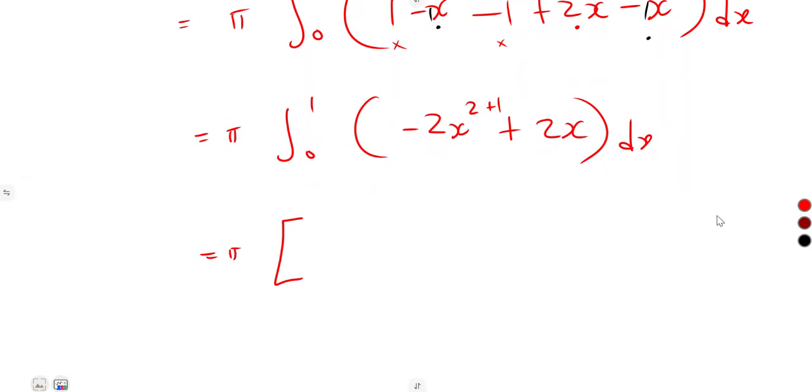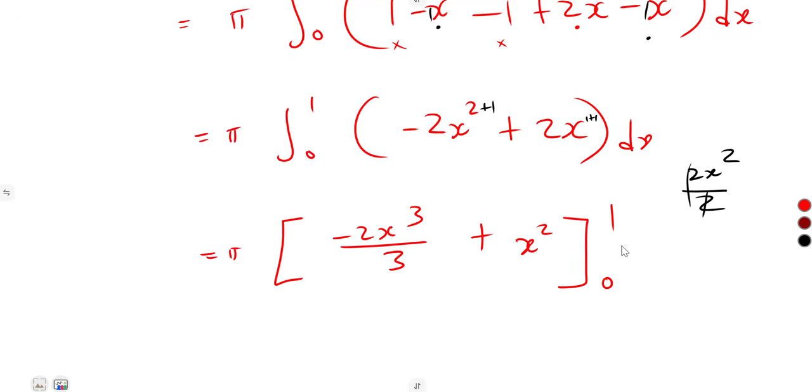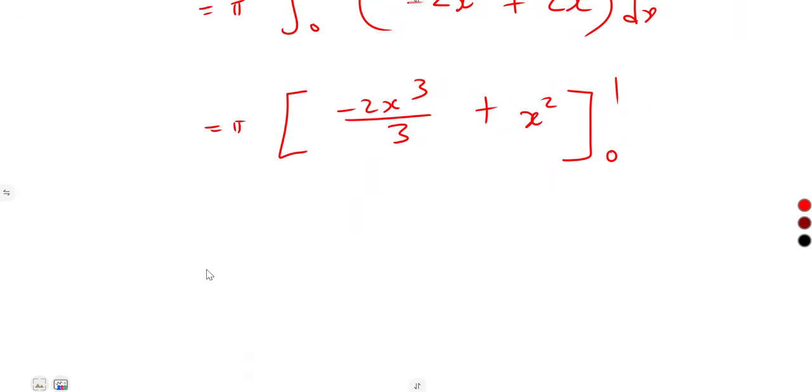Simply add 1 to the exponent. If we add 1 to the exponent of 2, we get minus 2x to the exponent of 3 over 3, plus this, we're going to add 1. So that's 1 plus 1, which is 2. 2x squared over 2. So this cancels, and you remain with x squared, with our limits from 0 to 1. That is going to give us the volume of what we are given. Upper limit is 1.